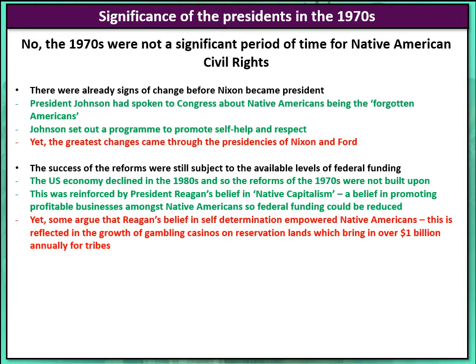This was also reinforced by President Reagan's belief in native capitalism. Reagan was president from 1980 to 88, and he had a strong belief in promoting profitable businesses amongst Native Americans. And the motivation for that was so that federal funding could be reduced.